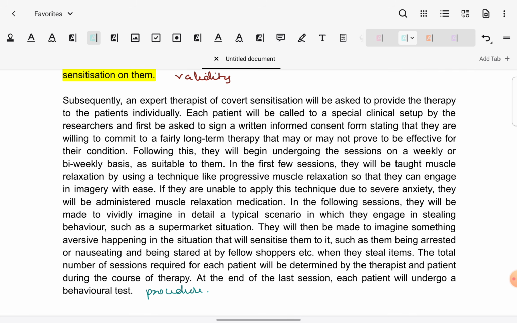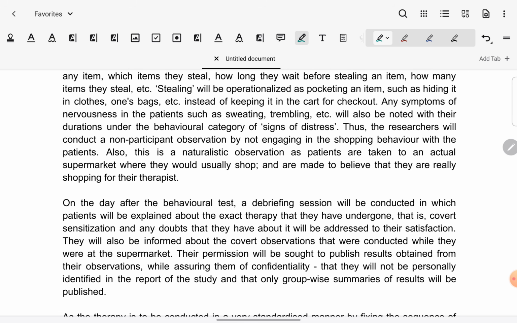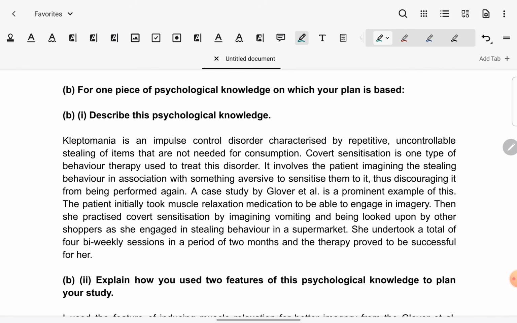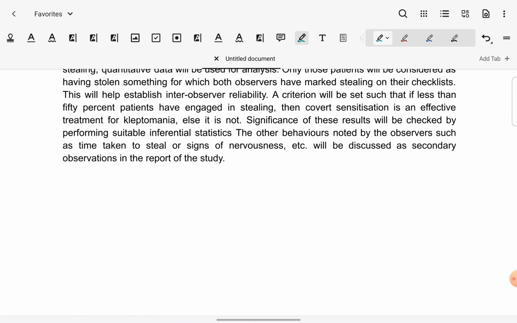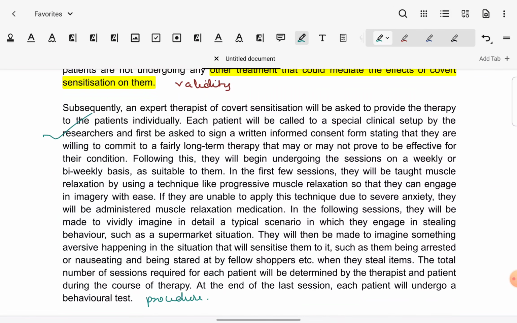This is important for two reasons. One thing is, I just can't give any procedure from the top of my head. It really has to be about covert sensitization. So that I have learned in the Glover study. Secondly, there is a following question which you must be knowing about, which is going to be B1. We have to share some psychological knowledge on which we have based our plan, and we have to give 2 features of that knowledge that we have used in our plan. Unless I draw something specifically from the syllabus and include it in my plan, I will not be able to answer these questions. So in the next part, I have explained the procedure by getting the ideas from Glover's study.